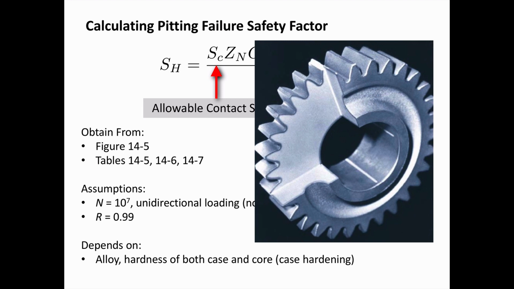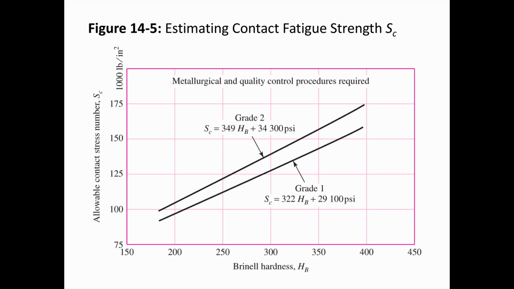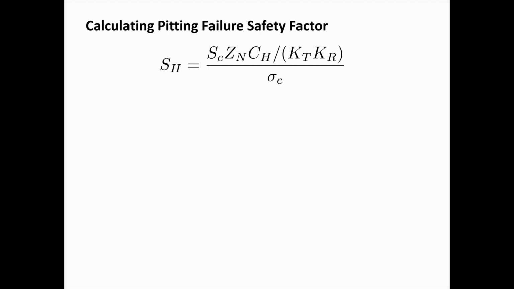So why would we want this? Well, if we have a harder case, then that's going to help us to prevent pitting and wear. But if we have a less hard core, then that's going to allow us to do a better job of absorbing shock as opposed to having brittle failure. So how do we get S sub C? We can look at figure 14-5, and that's going to depend on Brinell hardness and the grade of the material.